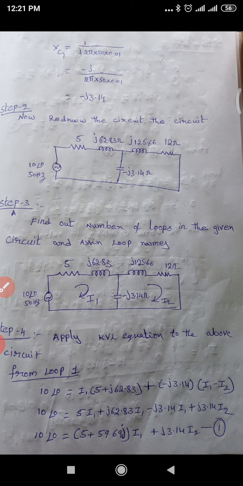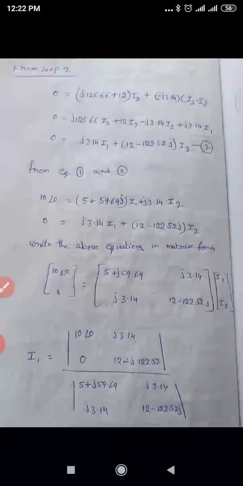That means redraw the circuit and apply these values. Suppose in the problem they give the direct reactance value, we start the problem directly from step 3. Why? Because step 1 and step 2 are not needed. So from step 3 onwards we start the solution. So this is about the mesh analysis and nodal analysis in an AC system.